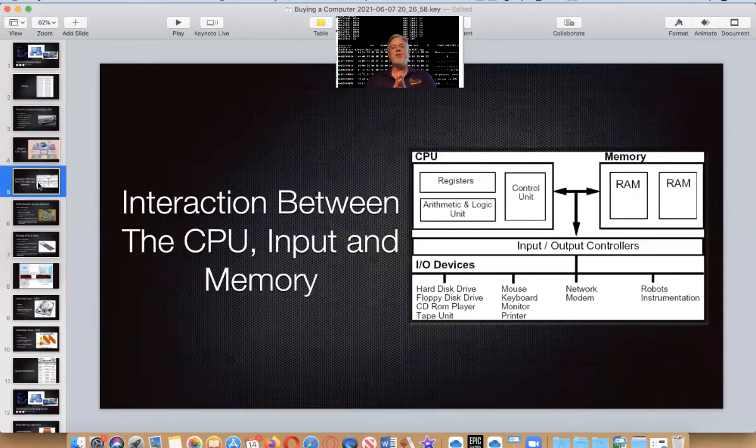Now, we need to look at the interaction between CPU input and memory. So there you are typing on your keyboard down here, right? You're right here, your keyboard and mouse. And that's going to come up and be stored in memory until the CPU can do something with it. And then it'll go over to the CPU. The CPU will do that and it'll send it back. It's just amazingly, blindingly fast, right?